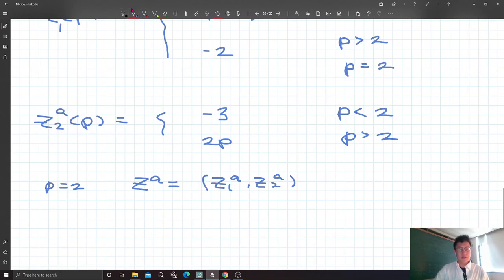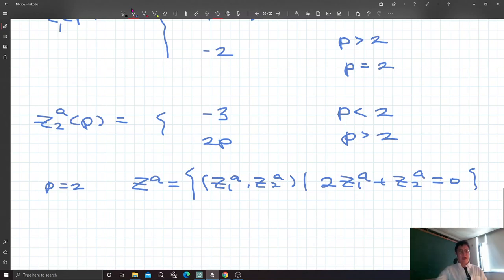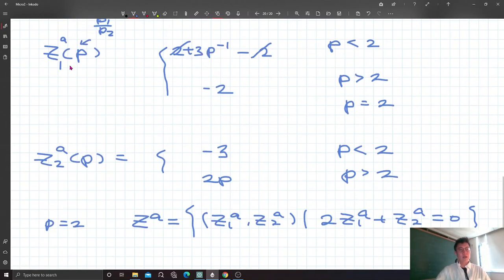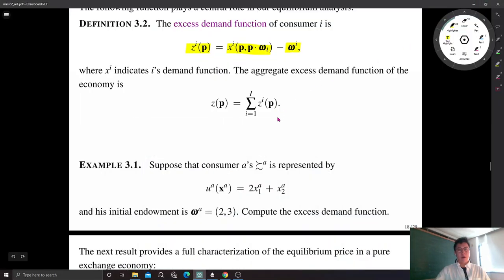So that's going to be the set of these two functions such that P1 is 2. So 2 times Z1A plus Z2A is equal to 0. So that is an excess demand function for consumer A when consumer A's preference is represented by this utility function, and when consumer A has an initial endowment (2, 3). Okay? So this Zi is a vector.